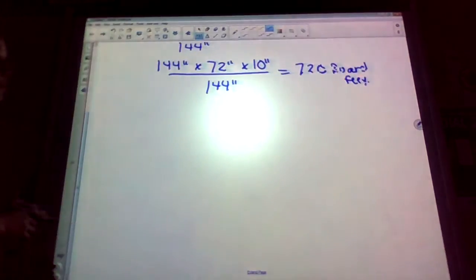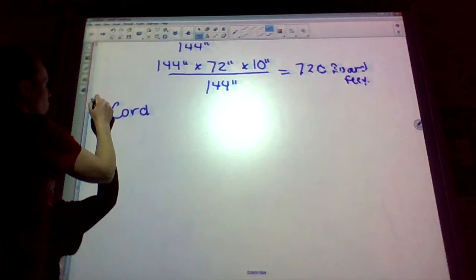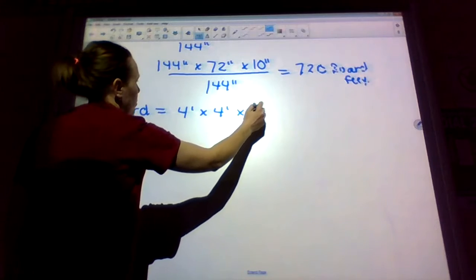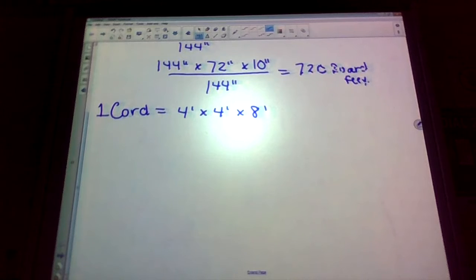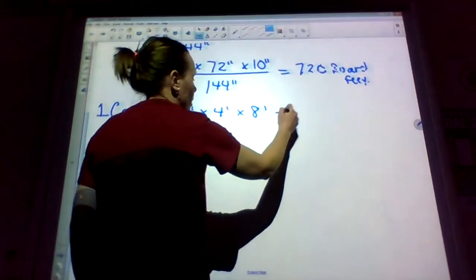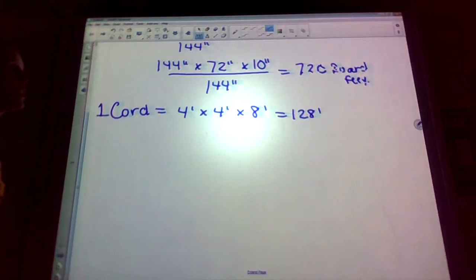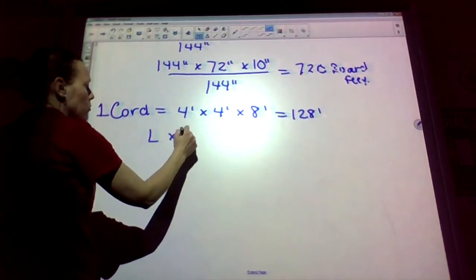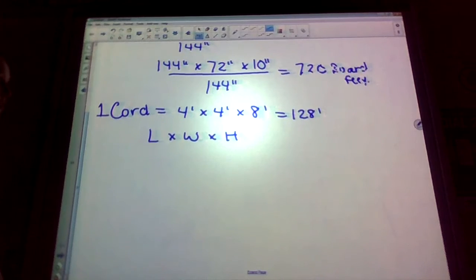I'm now going to quickly explain how to do cords. Cords are another measurement. One cord is equivalent to a 4 foot by 4 foot by 8 foot piece of wood. If you take 4 times 4 times 8, you end up with 128, and this time it's cubic feet. There's no necessary conversion here. It's length again times width times height, and that gives us the 128 cubic feet for a cord.